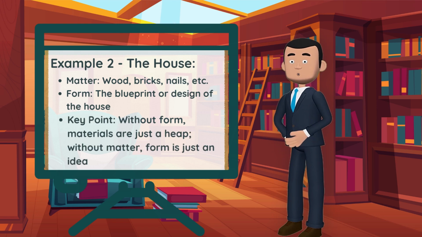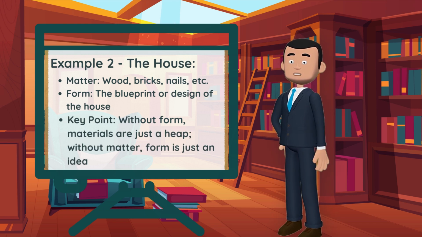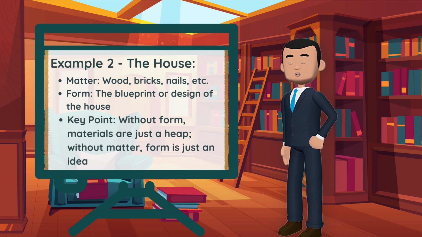Aristotle argued that neither form nor matter could exist on its own in the physical world. You can't have just the matter without some kind of form, and form can't exist in a vacuum without being expressed through some kind of matter. Together, they create the individual, tangible objects we interact with daily.